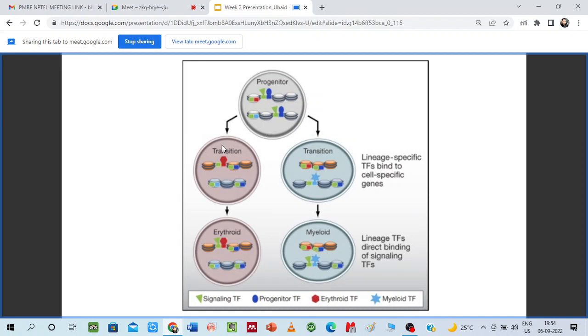And in some cases, if the transcription factors are provided for the erythroid lineage, these will lead to the formation of different signaling molecules, which will ultimately lead to a different lineage of cells, the erythroid lineage of cells. So we can control the differentiation of the cells.